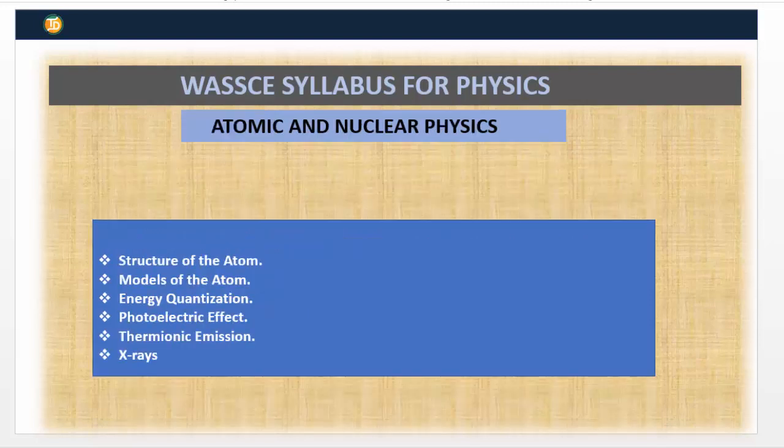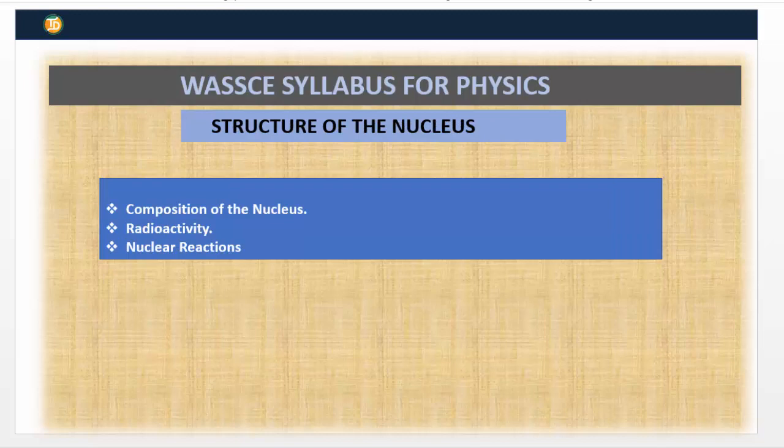Okay, now the next aspect is atomic and nuclear physics. Under this aspect, you'll be tested on the structure of the atom, models of the atom, energy quantization, photoelectric effect, thermionic emission, and X-rays. And next is structure of the nucleus. Under this concept, you'll be looking at the composition of the nucleus, and you'll be tested on radioactivity and nuclear reactions.